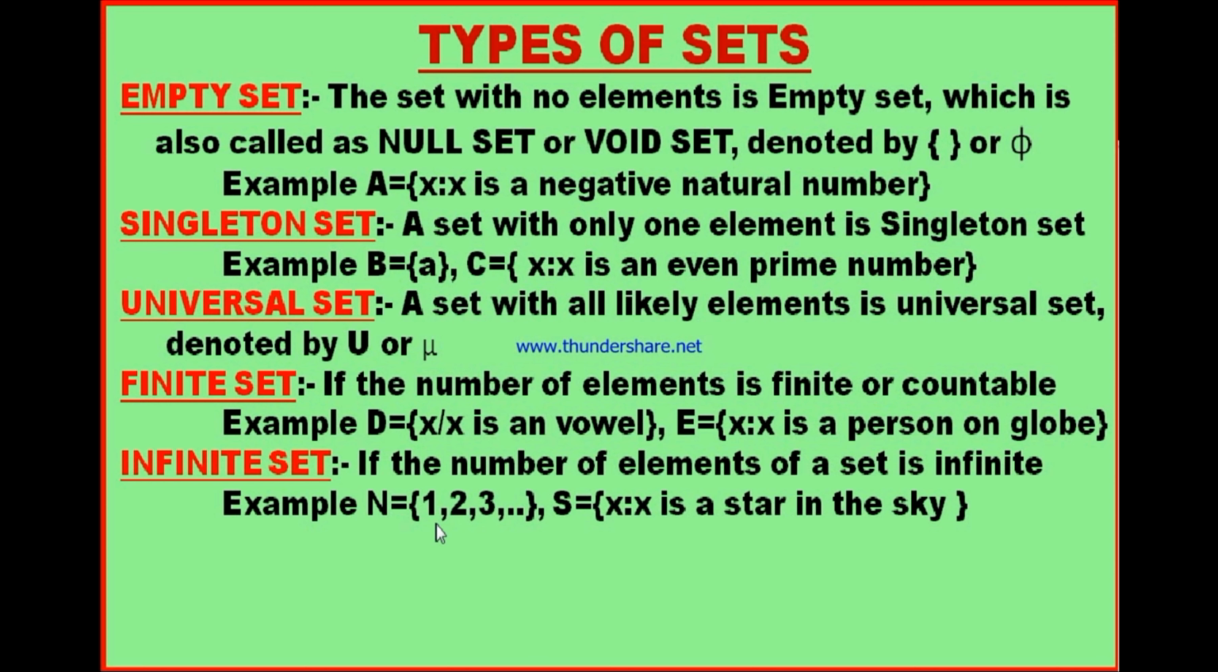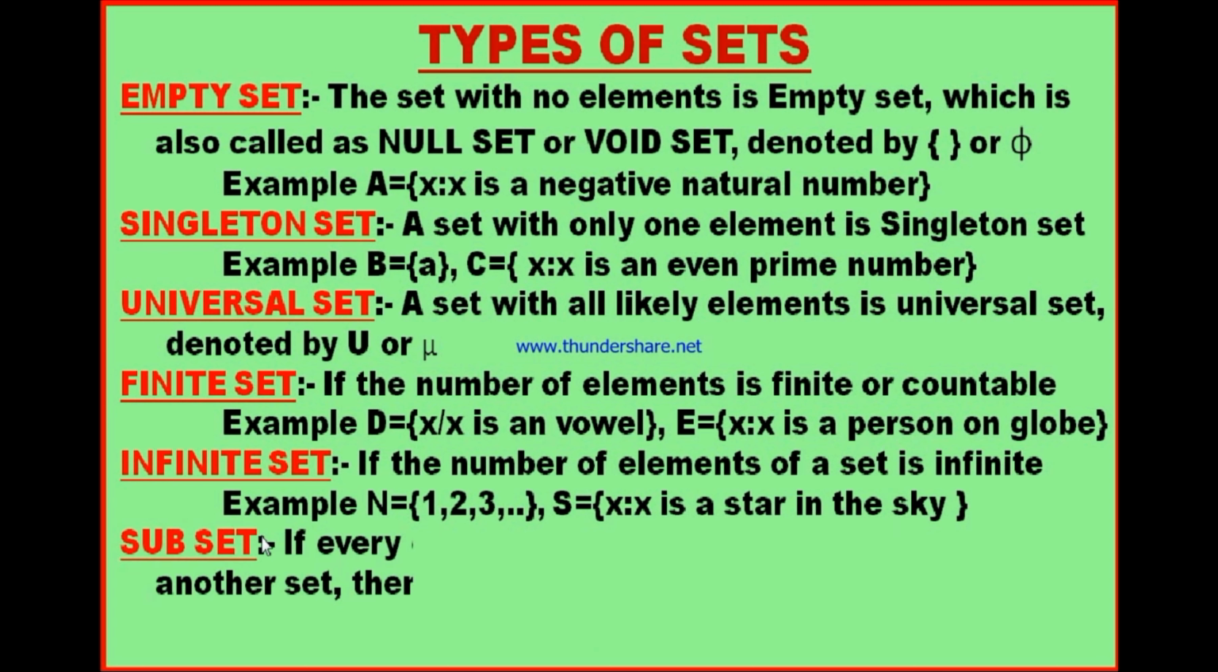How many natural numbers are there? Infinite natural numbers are there. Therefore, there are infinite elements belonging to this set. That's why it is called an infinite set. Take this example. S is equal to the set of x such that x is a star in the sky. You cannot count the number of stars in the sky. Therefore, it is infinite. Whereas you can count the number of persons on the globe. Therefore, it is finite.